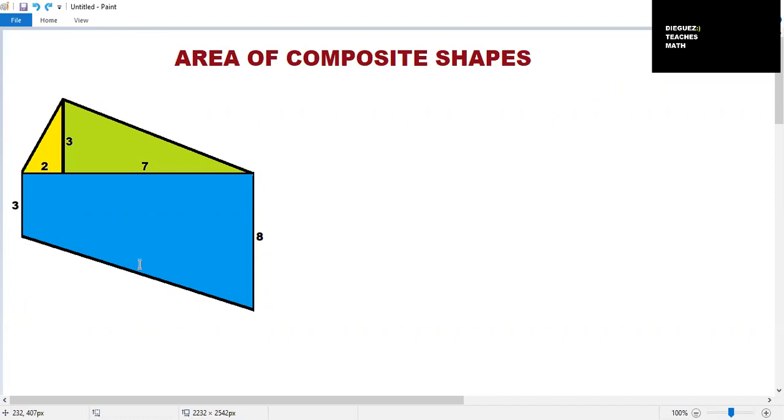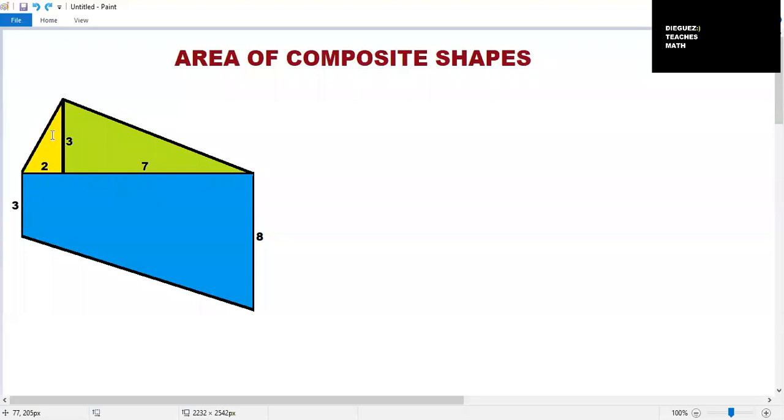I'm going to be showing you guys how to work in the area of composite shapes. So for example, this one here on the left, it's a composite shape. We have different shapes that are making up this overall shape. So we want to figure out the area of the overall shape, but we can break it down into different shapes. So that's exactly what I did here for you guys.